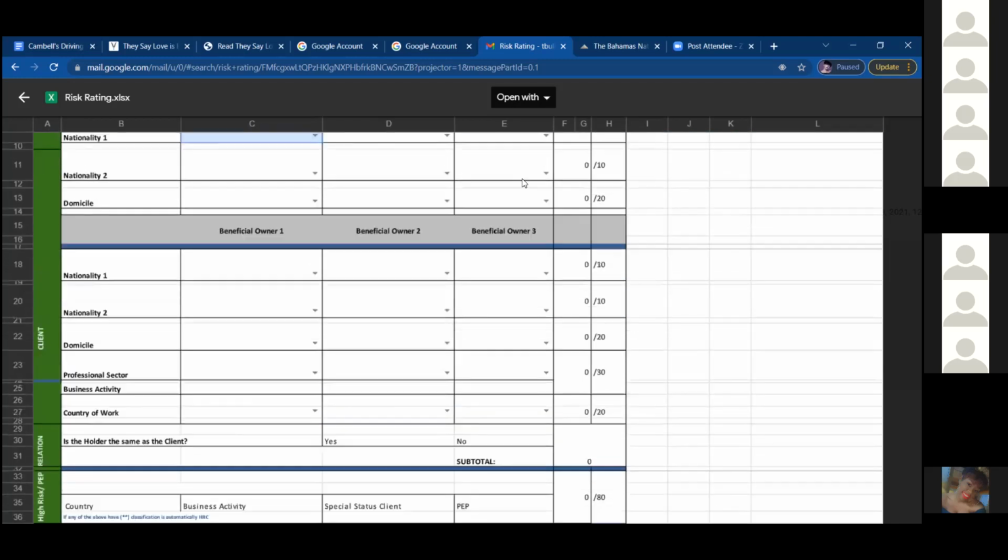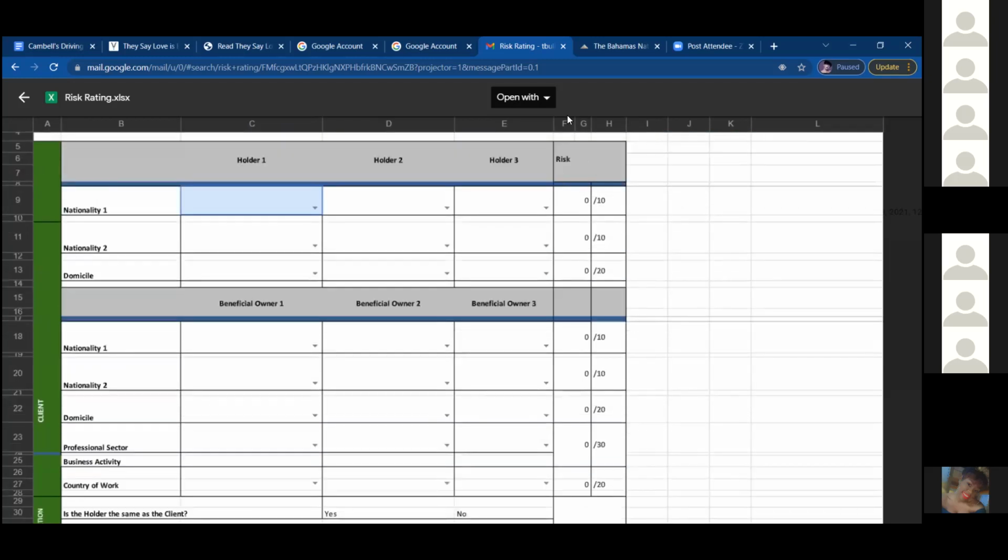And in columns F and G, you would see the highest rating you can get is 10 under these countries. So if you're in a country like Afghanistan or what have you, of course, you're going to get the full points if your nationality and your domicile and your professional sector are all in a high-risk country. Of course, overall, you will get a high-risk rating.